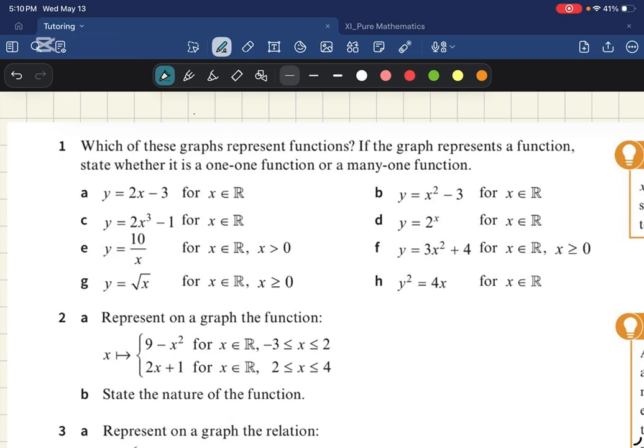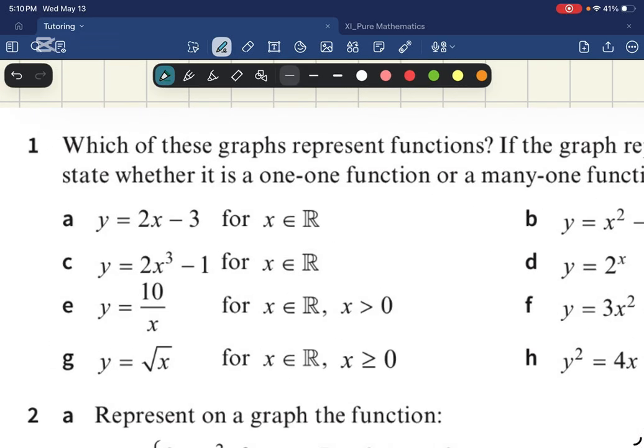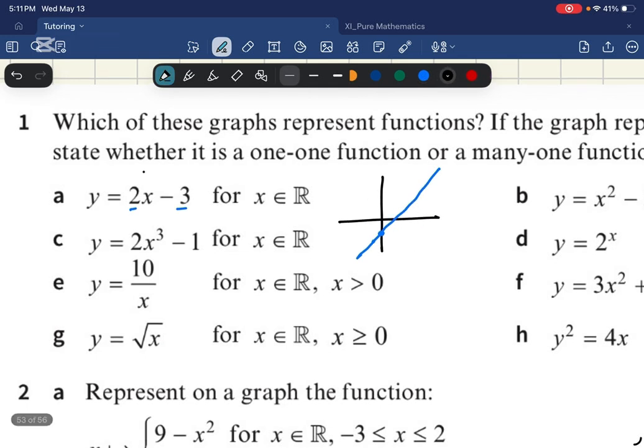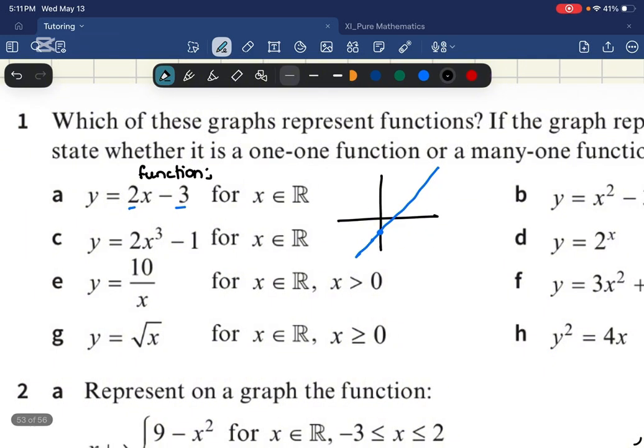All right, so the easiest way to think of this question is to visualize the graph, right? So 2x minus 3, the graph looks something like this. Positive gradient, so the shape looks like this, and it intersects the y-axis at -3, mx plus c structure. All right, so at any given point, if you draw a vertical line, it's only going to intersect the graph once, right? So that means it is a function. And if you draw a horizontal line, it's also only going to intersect once.